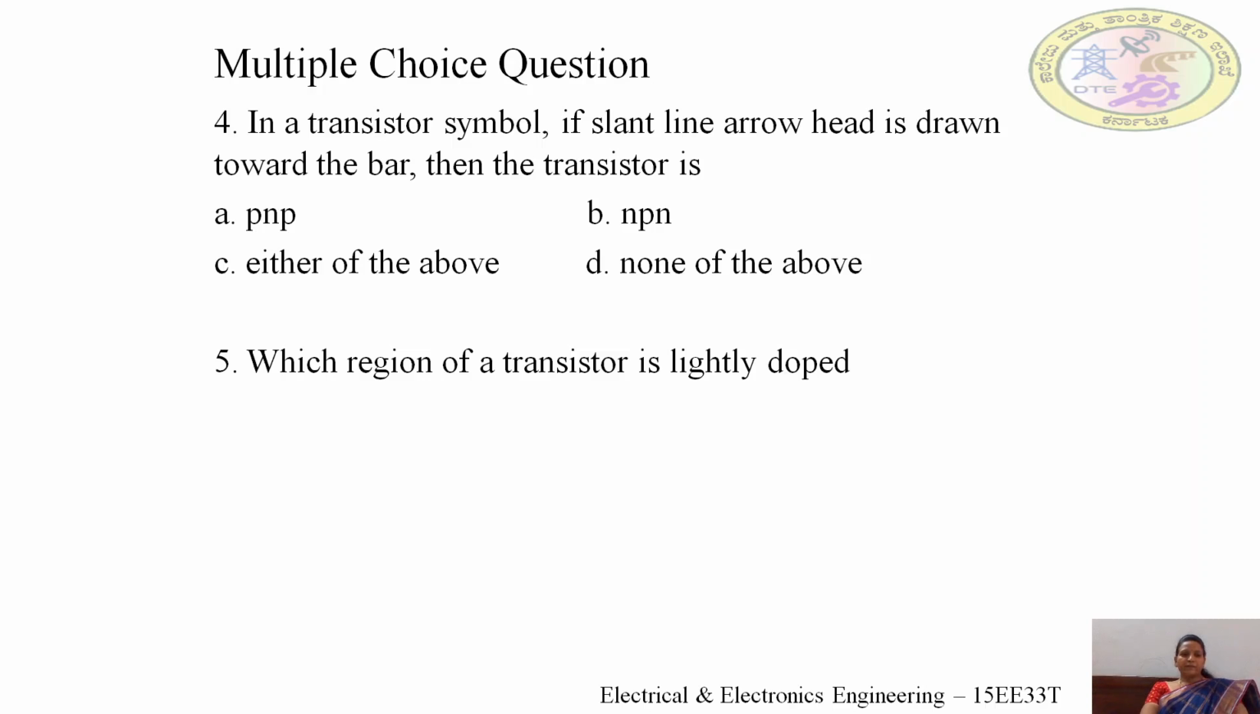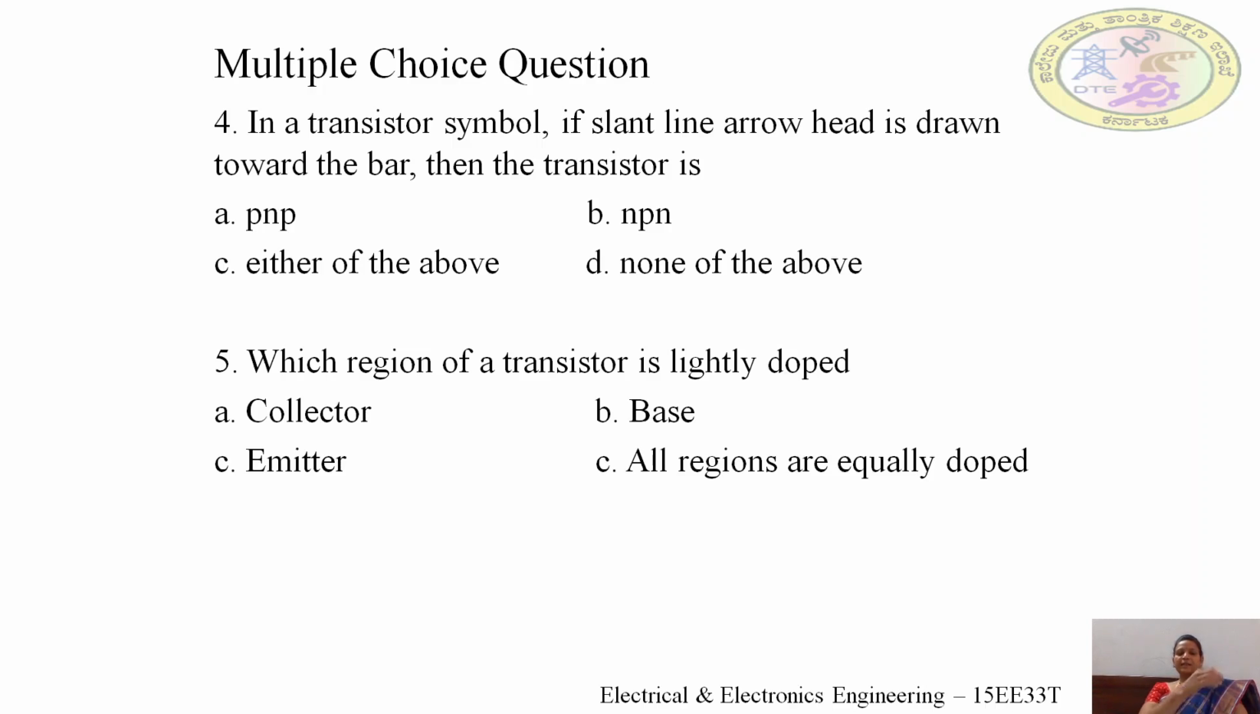So this is your fifth question. Which region of a transistor is lightly doped? We all know this. Base is the region which is lightly doped, right? So the options are collector, base, emitter, and all regions are equally doped. Okay, base is the right answer because it is very lightly doped. Collector, it is moderately doped, and emitter, it is heavily doped.